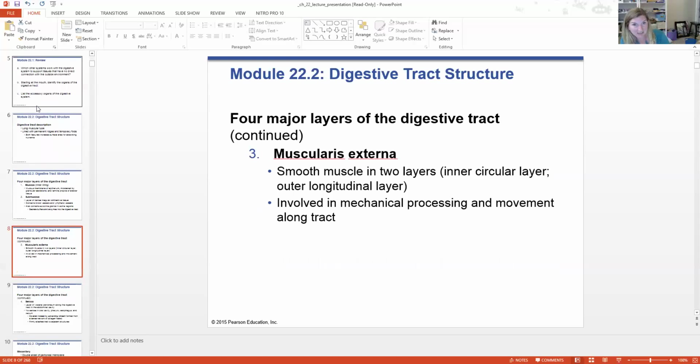Deep to that, we have what's called the muscularis externa. This is a double layer of smooth muscle. Typically, there's an inner circular layer and an outer longitudinal layer. And this is for that mixing and churning, as well as that peristalsis, that kind of forward momentum that our food undergoes. So the muscularis externa is the muscular layer that is deep to the submucosa.